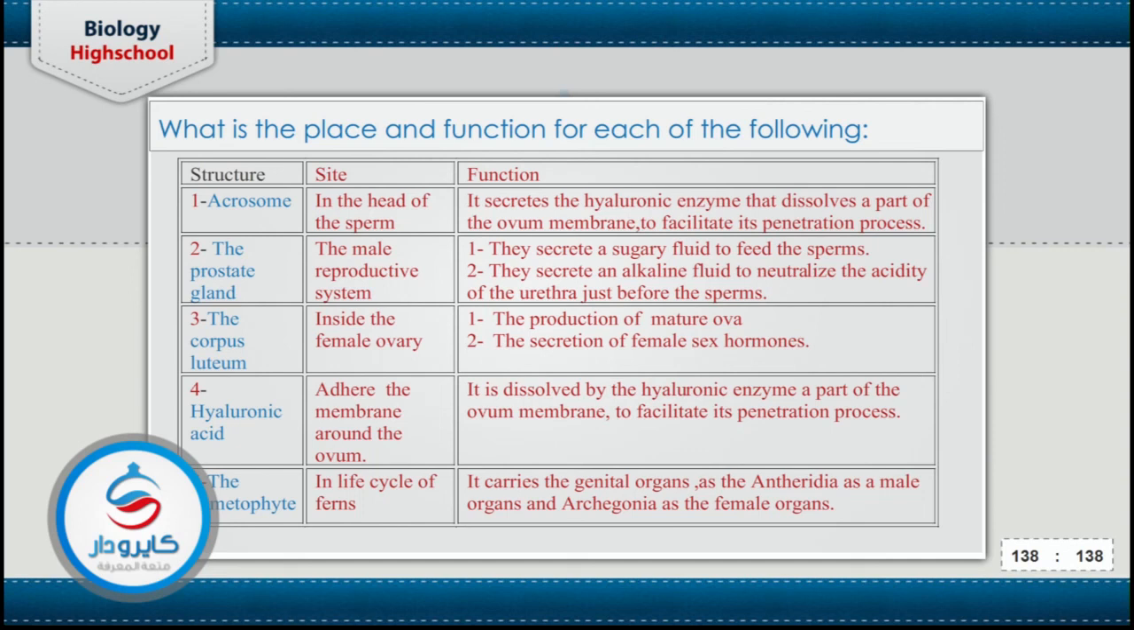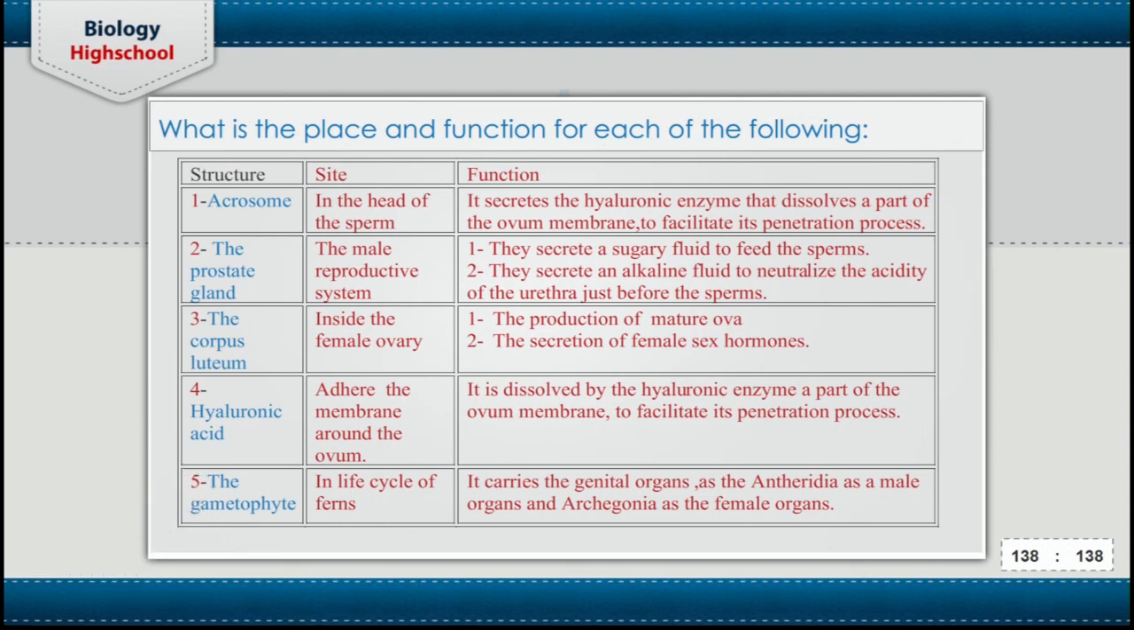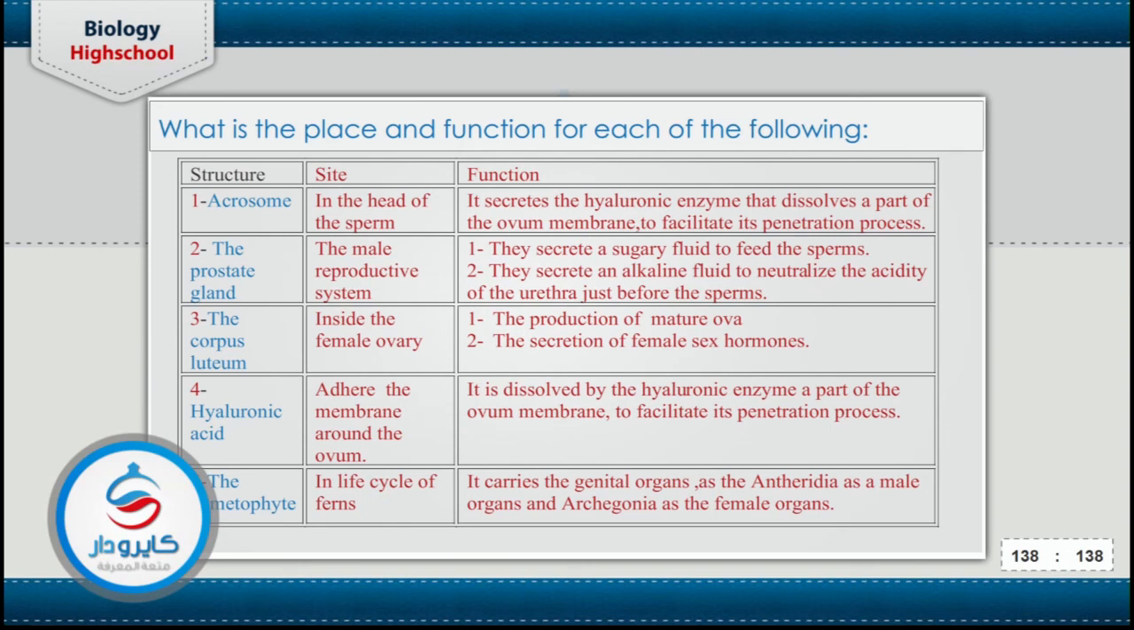The last point, the gametophyte in the life cycle of fern. The gametophyte carries the genital organs of the plant, which are the antheridia and the archegonia. The antheridia produce the male gametes, but the archegonia produce the egg cell, which acts as the female gamete. Sexual reproduction takes place in the gametophyte, which acts as a temporary stage.